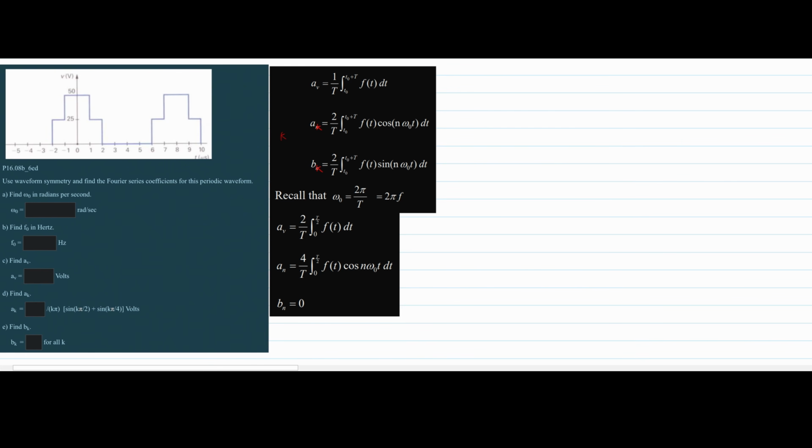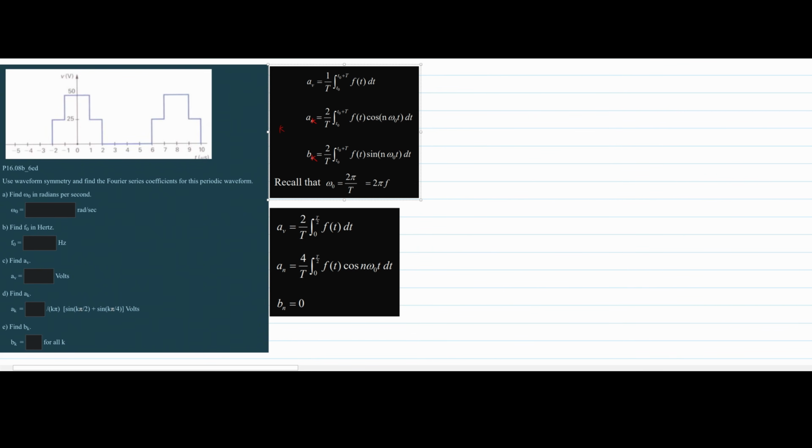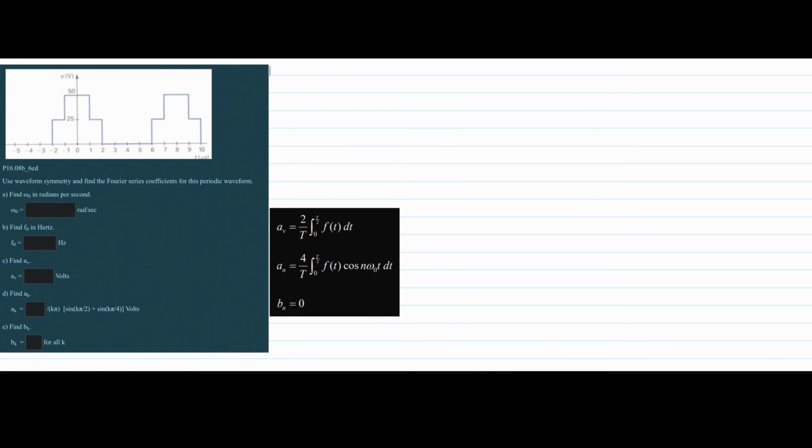We need to use waveform symmetry and find the Fourier series coefficients for our periodic waveform. What I have up here is the normal way we would find it if we didn't have any symmetry. Even if we have symmetry, we could still use this. However, since we have symmetry, we're not going to use this regular way. When we look at this, we can see that our period goes from -2 to 6, and then it keeps repeating after that.